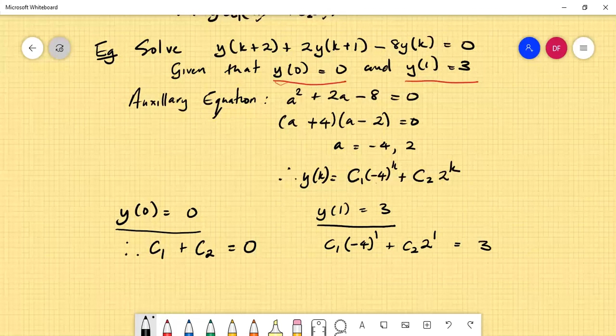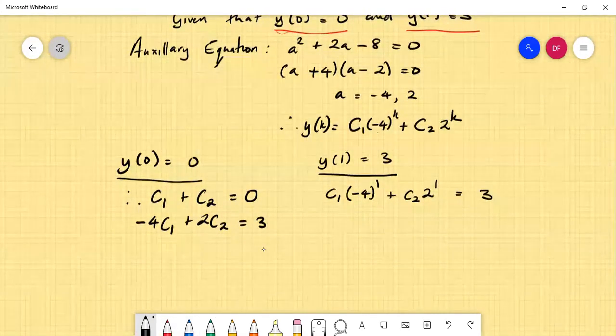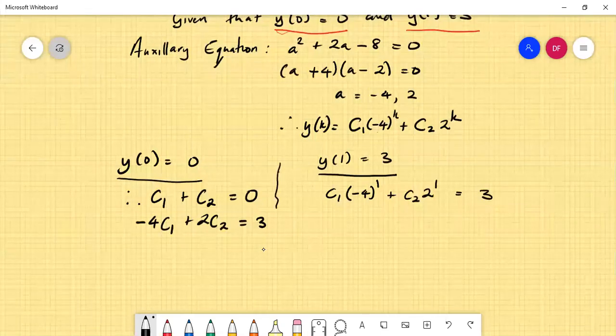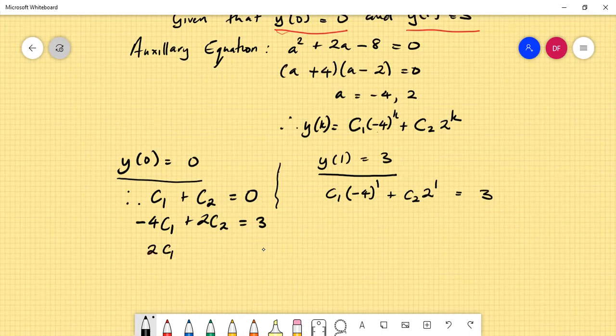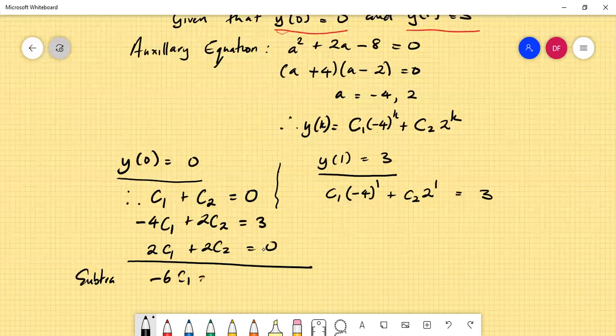3. So if we work that out, minus 4 to the 1 is minus 4. So that's minus 4 C1 plus 2 C2 equal 3. So to establish simultaneous equations, multiply by 2. So that's minus 2 C1. Sorry. Subtract. Sir, C1 equal negative a half, C2 equal a half. All right, so we get C1 equal negative a half. And C2 equal how much? Half? Half, yes, sir. Okay.